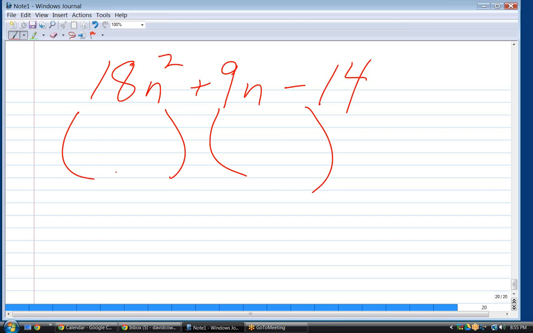Okay. Where am I going to start? You could do 18 and 1, or you could do 2 and 9. I'd rather try 2 and 9 for starters. Okay. What are the signs going to be?